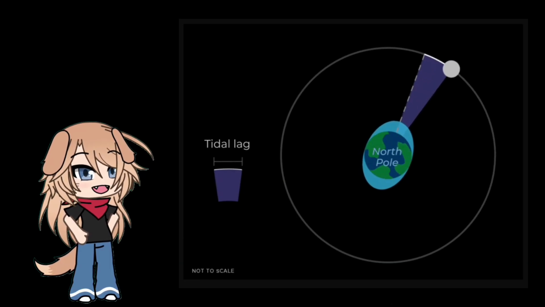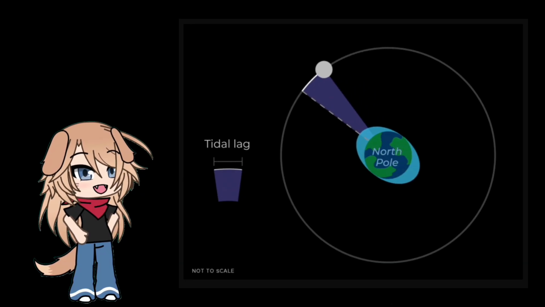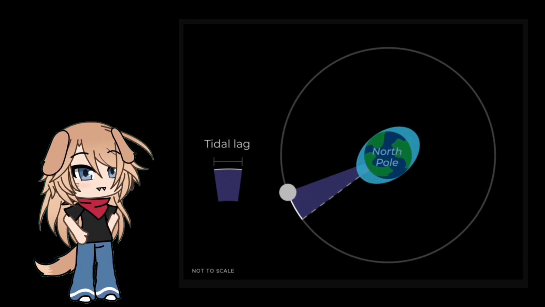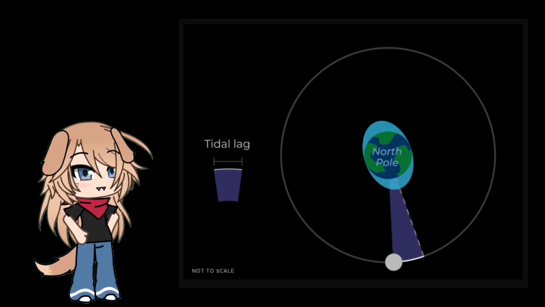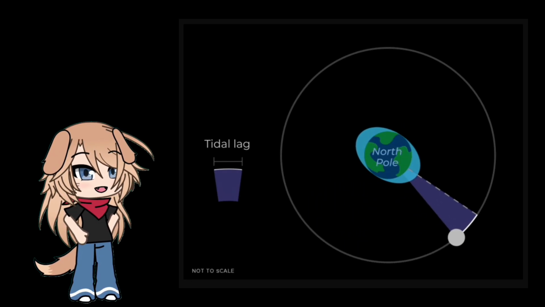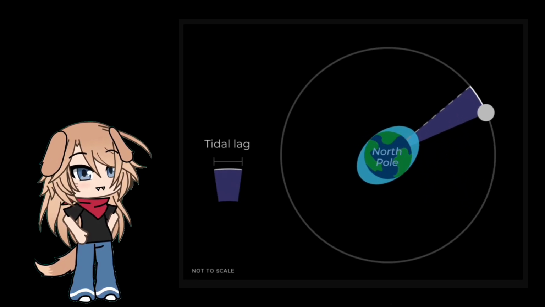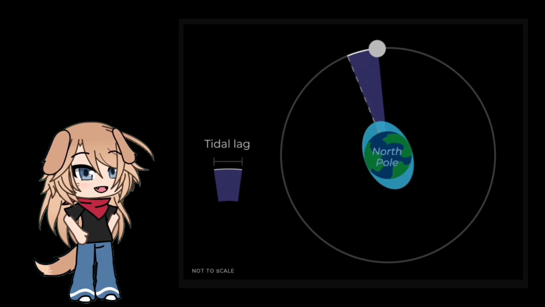Next we have tidal lag. Isn't that fun? Tides don't align perfectly with the moon. The moon's gravity drives Earth's tides, but high tides don't line up exactly with the moon's position. Here on this example, you can see tidal lag. You can see how the moon and the tides don't perfectly align.